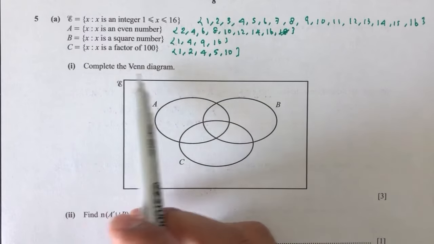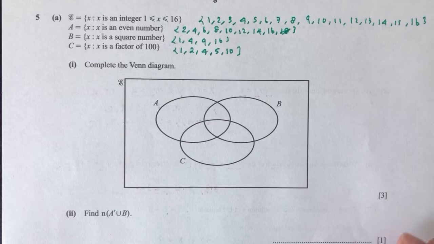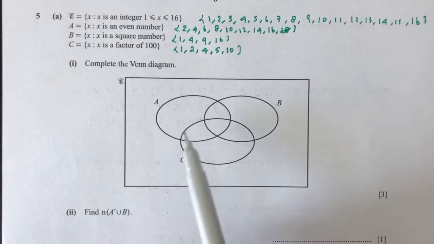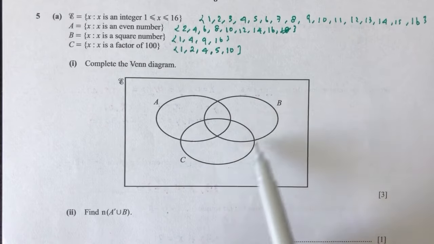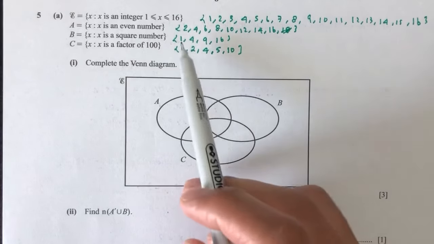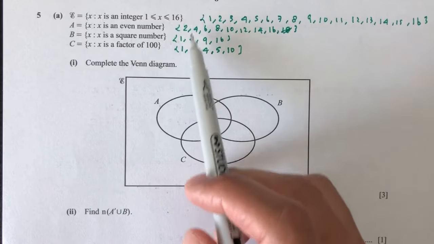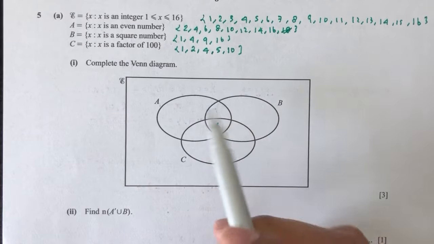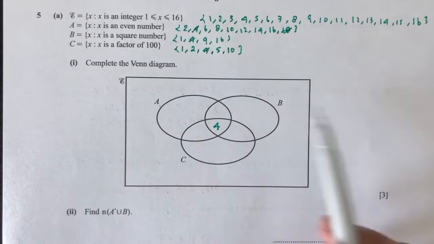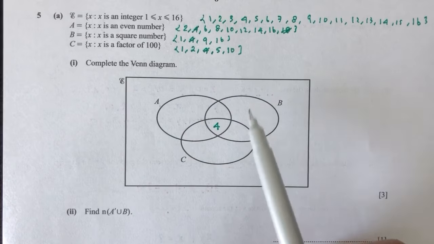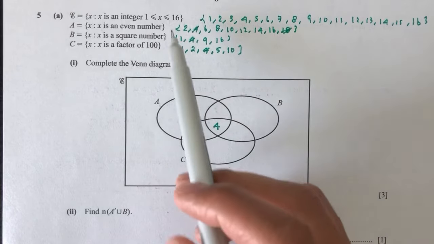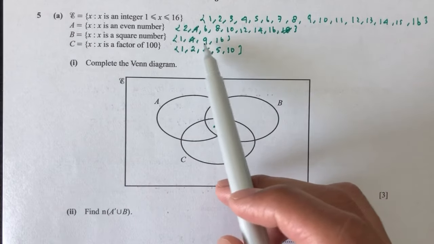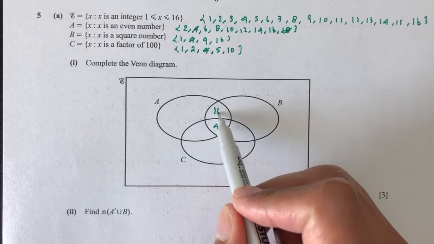So part A, complete the Venn diagram. So let's do that. So let's do A first. A is even numbers. Let's see what we have in common with everyone. So number 4 is in everyone, and that's it. Number 4 is everywhere. So 4 will be here. Let's cut out 4 from everywhere. And the rest is, let's find out what is common between A and B. So what do we have in both sets? We have 16 in A and B, and that's it. So 16 is between A and B.